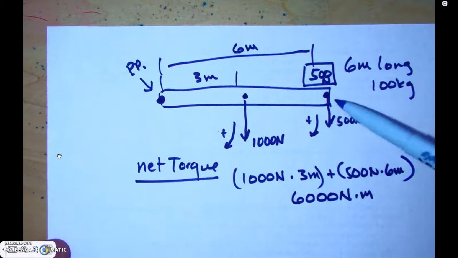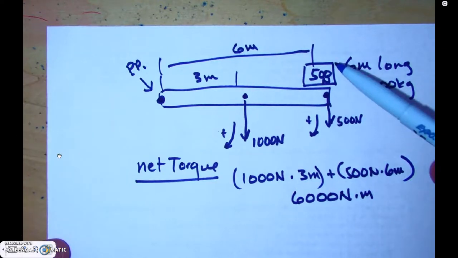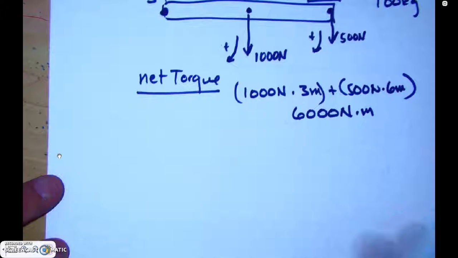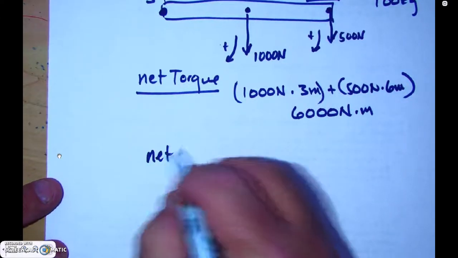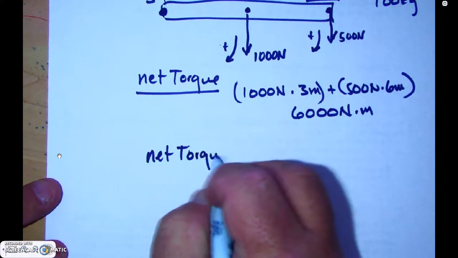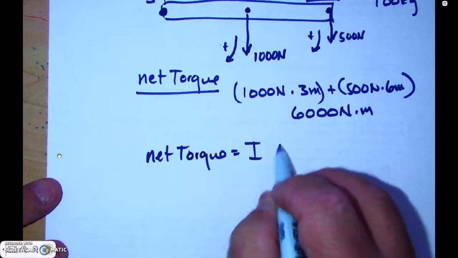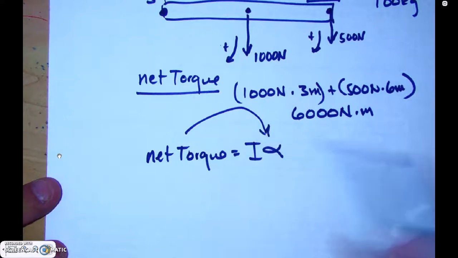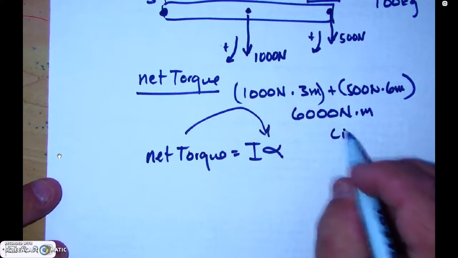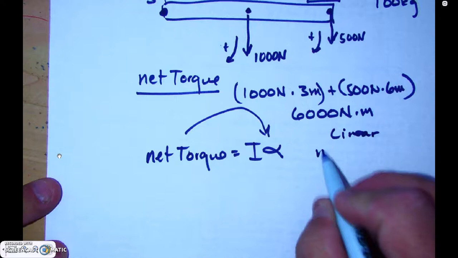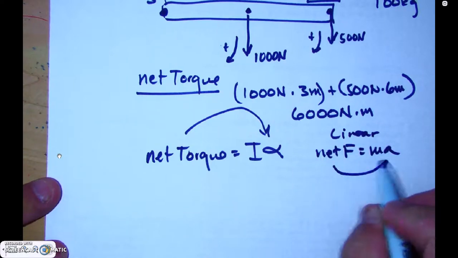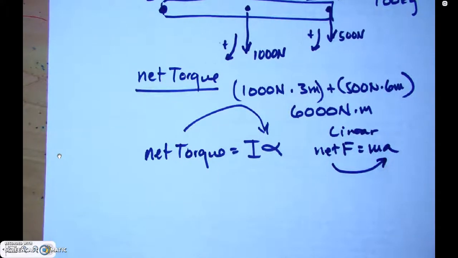Now, if one of these had been going in the other direction, that would simply change the sign to a negative sign. It doesn't change anything else. Now, there's a separate video on it, but net torque is equal to I times alpha, because if there's a net torque, it's going to accelerate. The same way in the linear world, if there was a net force, it caused the object to accelerate. So the analogy is there.